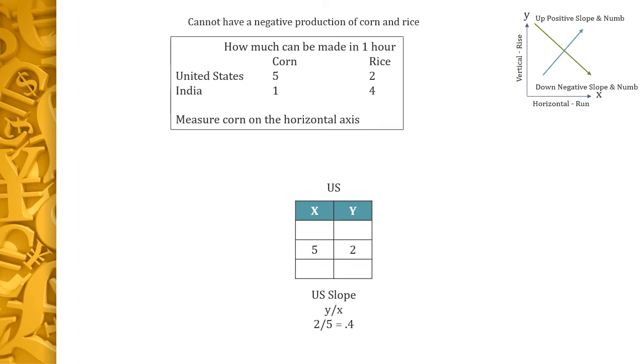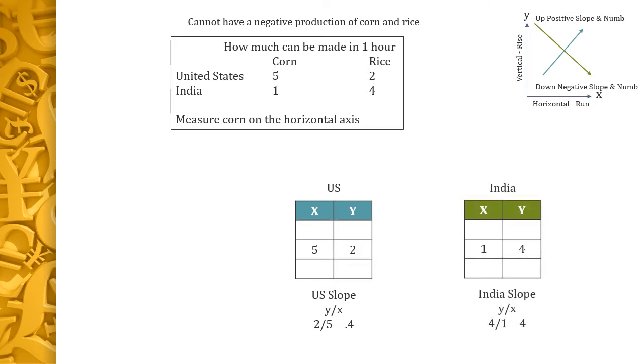What we also already know from having just this little information is we already know what the slope is. So the US slope for whatever line we're going to draw is going to be 0.4. Now we know this because y over x basically gives us slope, rise over run, and so our y is 2, our x is 5, and so our slope is 0.4. I can do the same thing now for India, and I can get the slope for India, which is going to be a slope of 4. So if you're asked what is the slope, you've already got it. You don't need to calculate anything else.